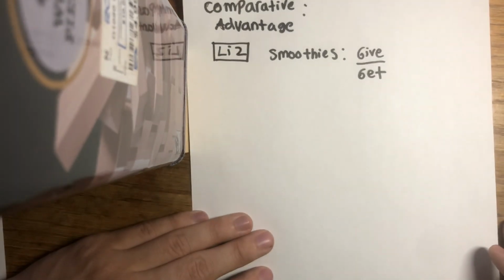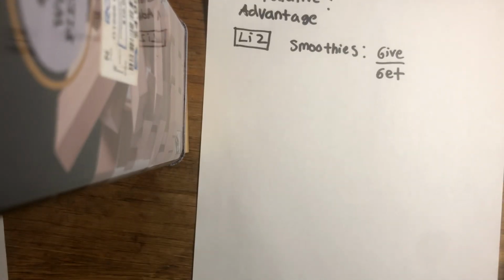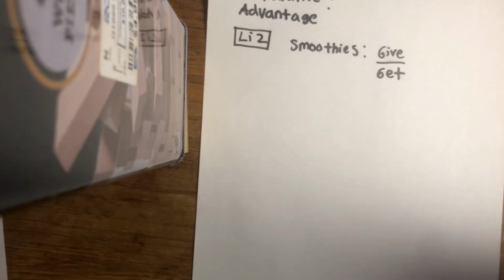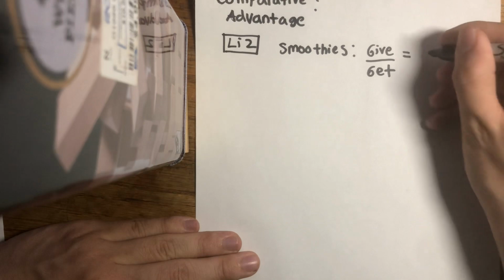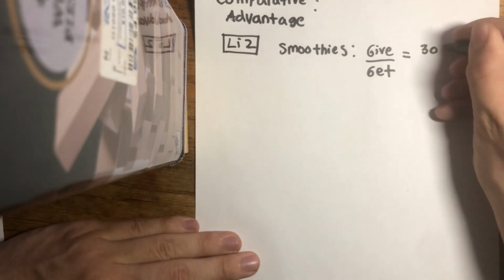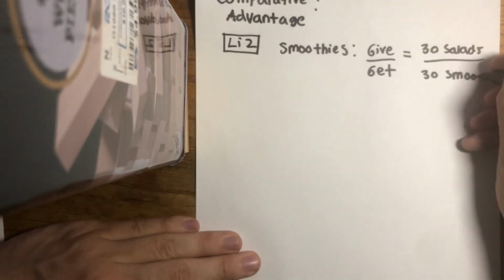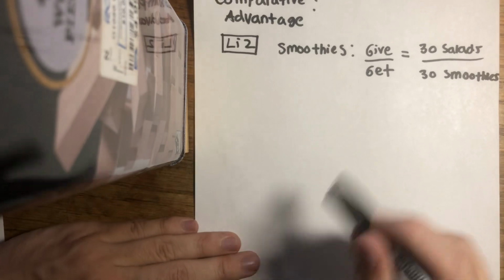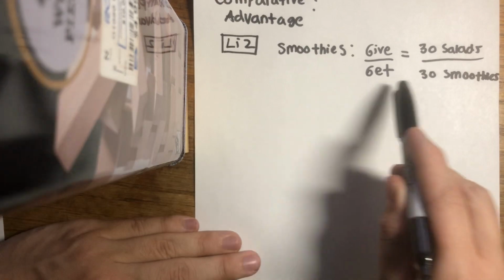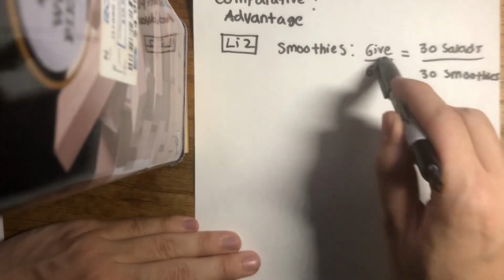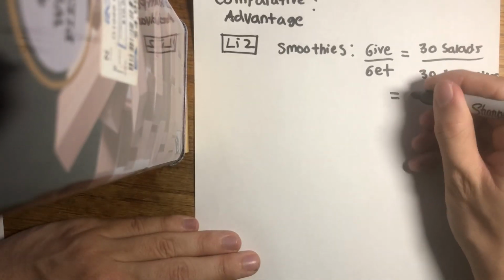Okay, so we see from here that in order for Liz to get 30 smoothies, she has to give up 30 salads. So simply, the ratio is just going to be 30 salads over 30 smoothies. It makes sense because this is the give over what you get ratio. She wants to get smoothies, so smoothies are on the bottom, and she has to give up salads, which is on the top. 30-30, simply put, the ratio is 1 salad.